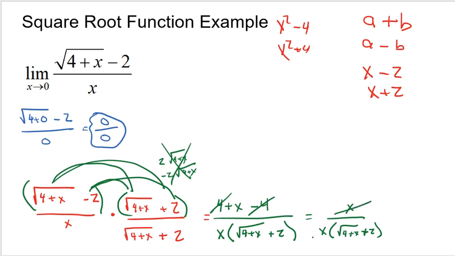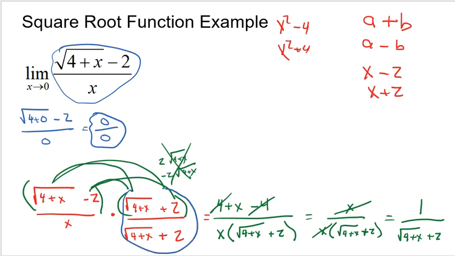So this x and this x are going to reduce down to a 1. And essentially, I get 1 divided by the square root of 4 plus x plus 2. So listen, what did I do? I took the original function and I multiplied it by the conjugate over itself. So essentially I was multiplying by 1. So yes, I'm changing how it looks, but I really haven't changed it. And this is my final answer.